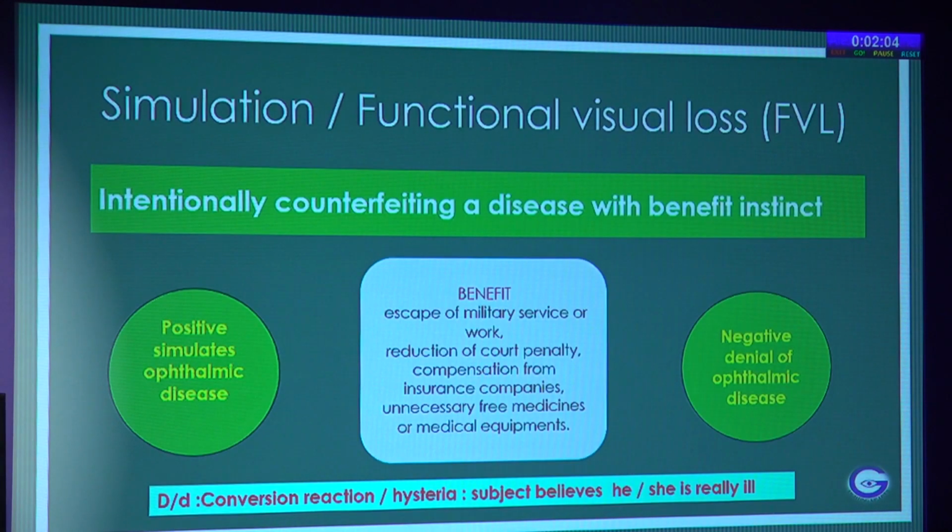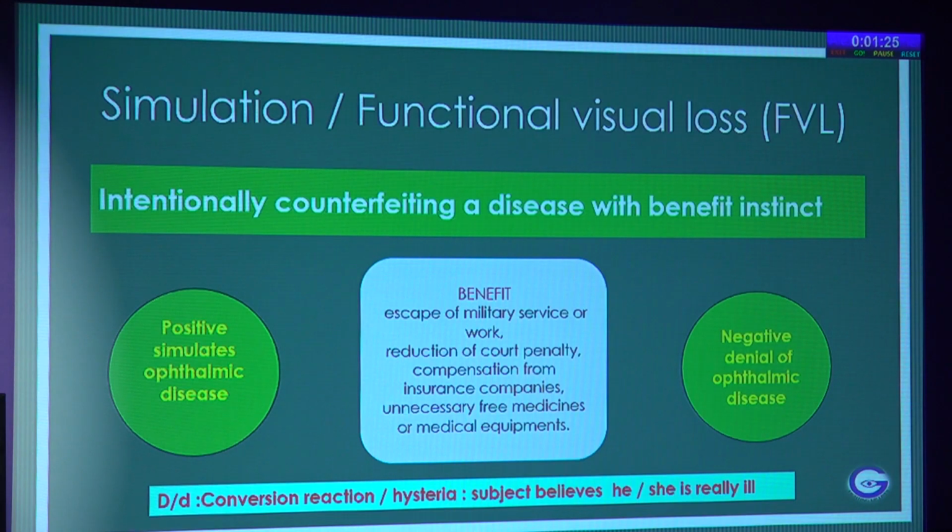I don't know whether I should touch upon this because Dr. Rohit Saxena will be talking in detail about it. But just a word: after doing all these investigations, if you don't find anything wrong, and by certain characteristics and mannerisms of the patient you think that this is a functional vision loss, that's a totally different ball game. That's a condition in which the patient is counterfeiting a disease with a benefit in mind. It is a benefit either for escaping some services, or for some monetary gains, or for insurance purposes. It can be a positive simulation, that is simulating a disease, or a negative simulation, that is denying a disease.